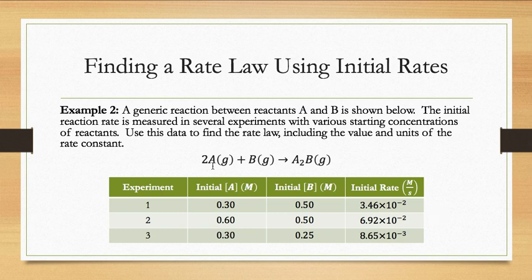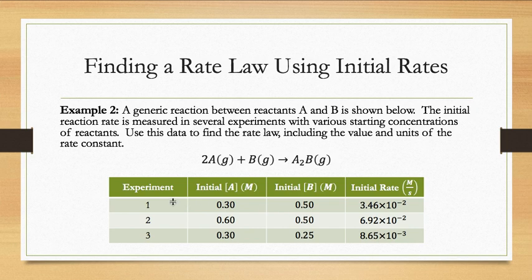Let's say we have 2A reacting with B to form A2B, okay? And we're given the same sorts of information here, but now we have 2 reactants. Again, it wants us to figure out the rate law with the value and units of the rate constant.